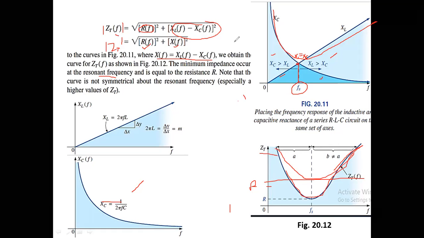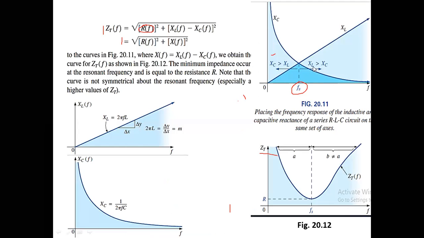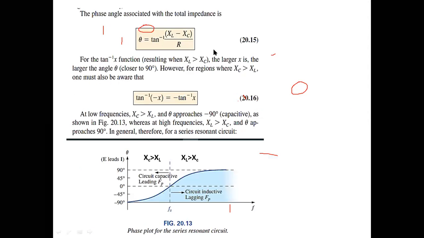Now moving to the angle for the Z total. Okay, now theta is equal to tangent inverse of the imaginary component over the real component. The imaginary component is XL minus XC, over the real component R. So for this region, XL is greater than XC. For example, XL is 10 ohm and XC is 5 ohm, so 10 minus 5 means the numerator value will be positive. This is the region where XL is greater than XC.